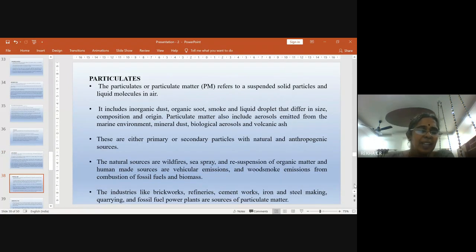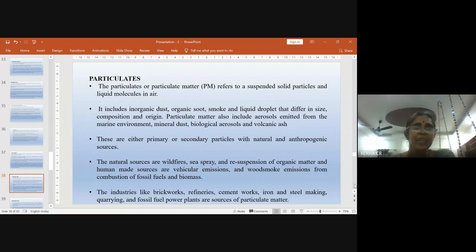So apart from the industrialization, urbanization, and deforestation, there is particulate matter, which are the suspended solid particles and liquid particles present in the air in the form of dust, soot, smoke, and liquid droplets. It changes in size, shape, composition, origin, etc. These are particles with natural and anthropogenic sources. The natural sources are wildfire, sea spray, and suspension of organic matter, and the anthropogenic sources include vehicular emissions, wood smoke emissions, etc. The industries like brickworks, refineries, cement, iron and steel, quarrying, and the fossil fuel power plants are the sources of this particulate matter.